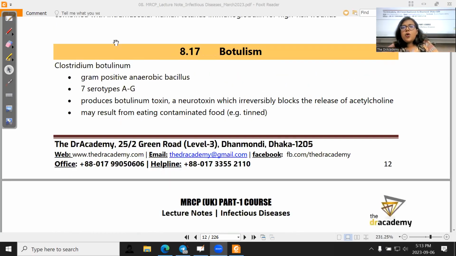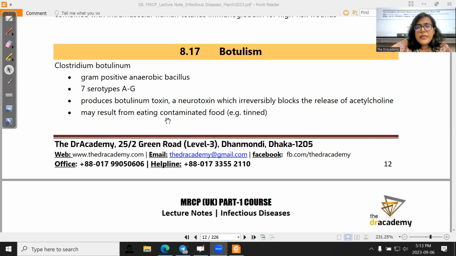Botulism is caused by Clostridium botulinum. It's a gram-positive anaerobic bacillus. There are 7 serotypes, A to G, which produce the botulinum toxin, a neurotoxin that irreversibly blocks the release of acetylcholine, an excitatory neurotransmitter, and thereby causes flaccid paralysis.